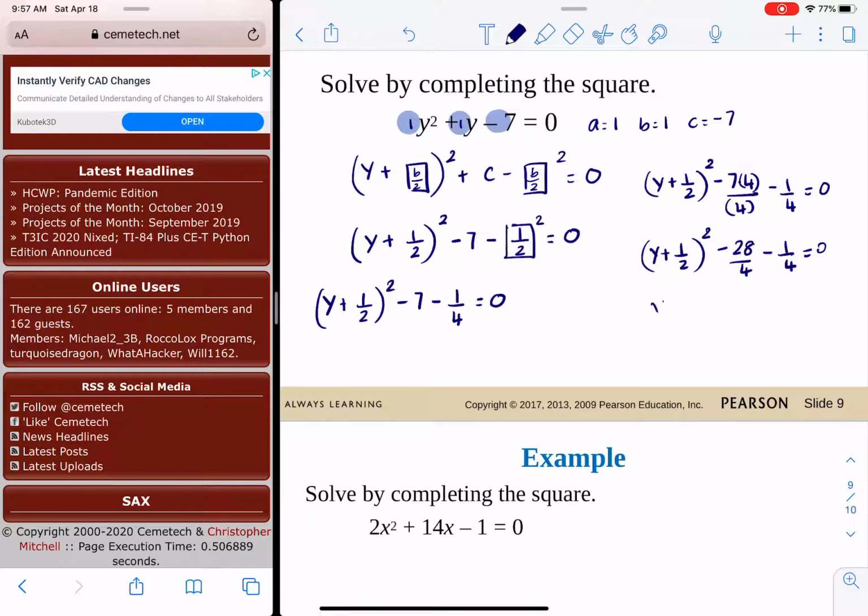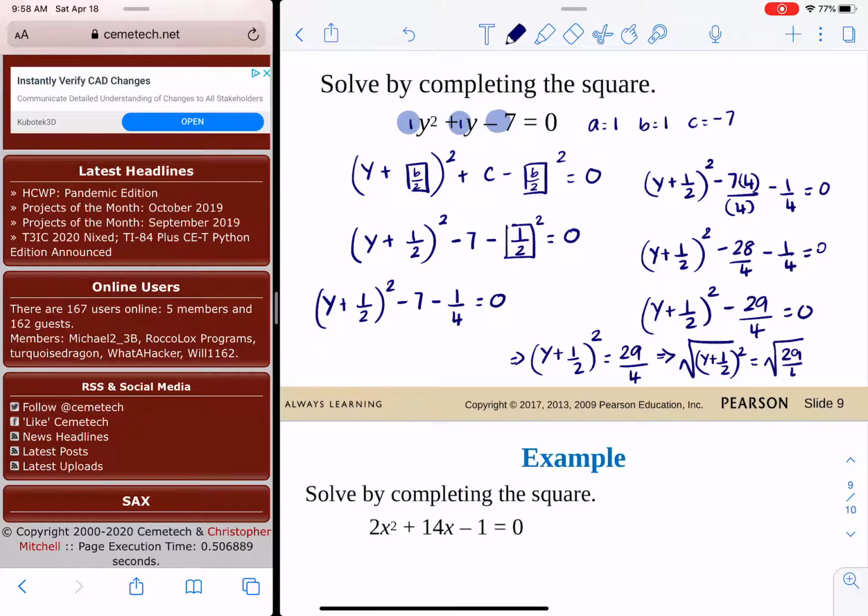y plus 1 over 2 squared, common denominator is 4, so we have negative 29 over 4 equals 0, which would imply y plus 1 over 2 squared, move the negative 29 over 4 to the other side, we have 29 over 4. Now the left-hand side is a perfect square, so all we have to do is take the square root on both sides. Square root of y plus 1 over 2 squared equals square root of 29 over 4.